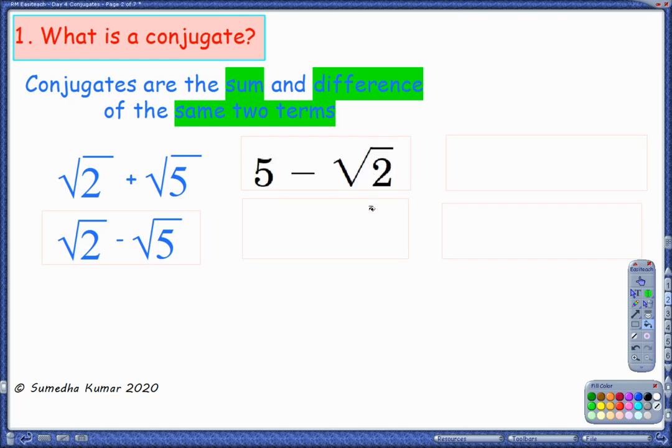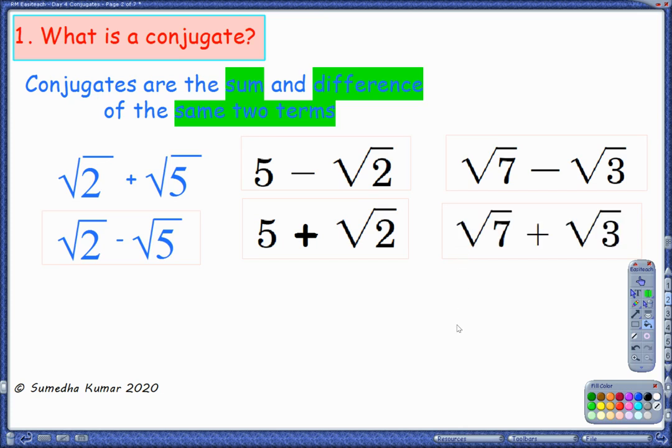Here's another one. What is the conjugate of 5 minus radical 2? The conjugate of this is going to be 5 plus radical 2. Here's a third one. If it's radical 7 minus radical 3, then the conjugate of this will be radical 7 plus radical 3. So basically you have the same terms, however, the plus and the minus will make the conjugate.